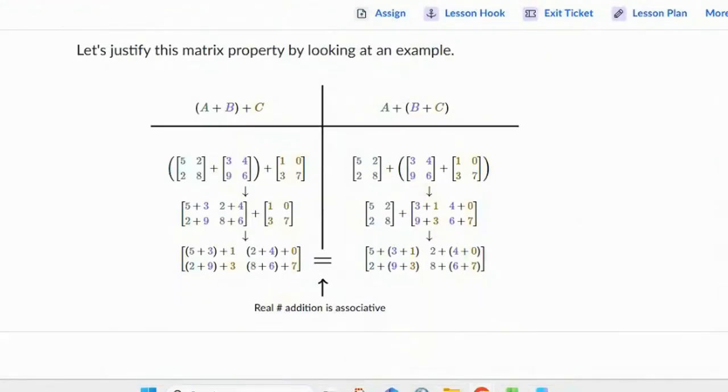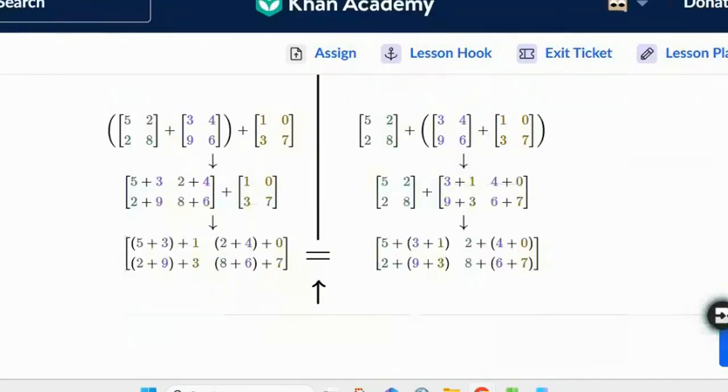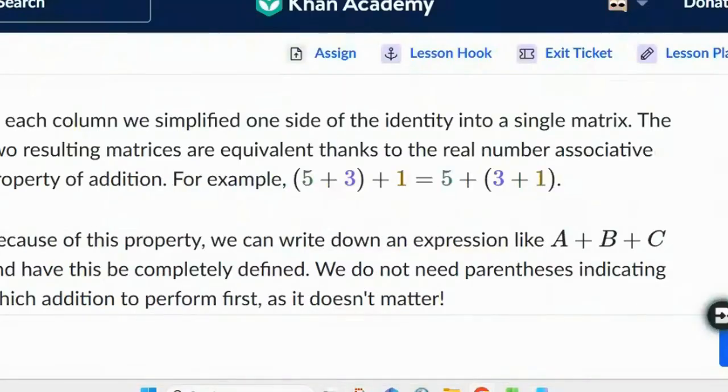If I'm adding, oh, these are really small. See if I can make those a little bigger. If I'm adding these three matrices together, I could put these together first and then add the third one, or I could put these together first and then add the first one. But either way, I've got 5 plus 3 plus 1, 5 plus 3 plus 1, 2 plus 4 plus 0. I get the same thing both ways of doing it. So it doesn't matter if you add 3 together. They all equal the same thing. Just like 5 plus 3 plus 1 equals 5 plus 3 plus 1.